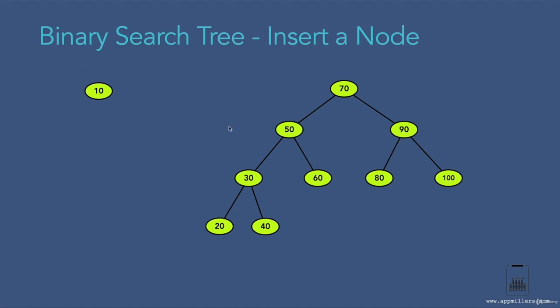This means that when we insert a new node, we compare the value of the new node with the root node. If it is smaller, we continue to the left part. If it is bigger, we continue to the right part. In this case, the value that we want to insert is 10, so we compare 10 with the root node, which is 70. We see that 10 is less than 70, so we continue to the left subtree. We don't need to go to the right subtree, so we eliminate the right subtree from this traversal.